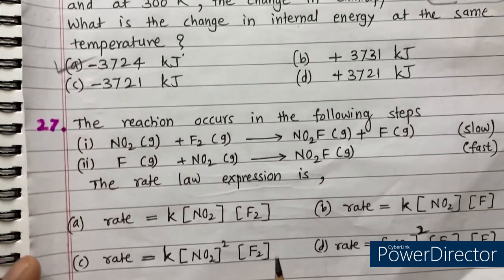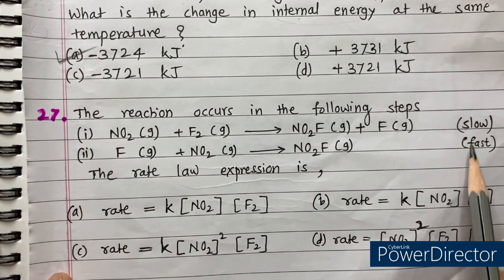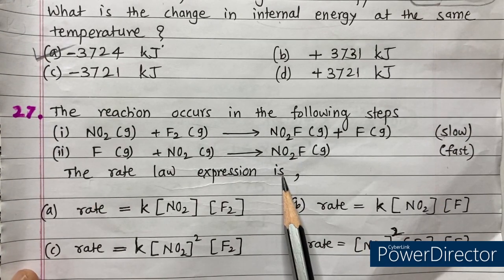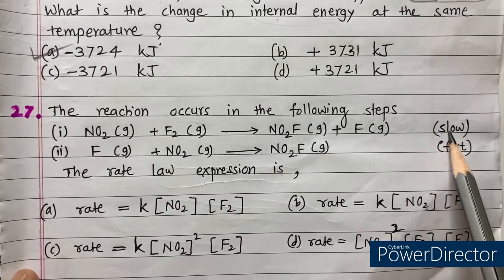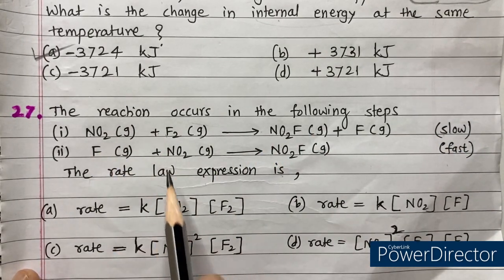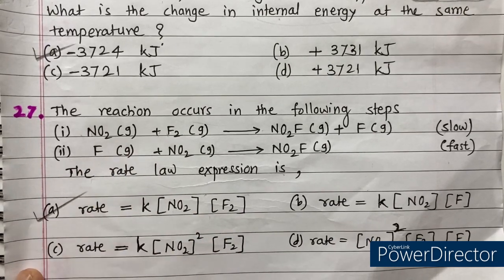Okay, next one. The reaction occurs in the following steps. Steps are given. The first step is slow, and this is fast. Then the rate law expression is: rate law depends on the slow step of the reaction. Here the reactants are NO2 and F2 with coefficients 1 and 1, so the answer is this.